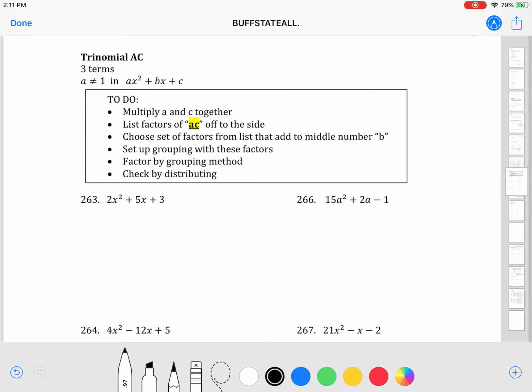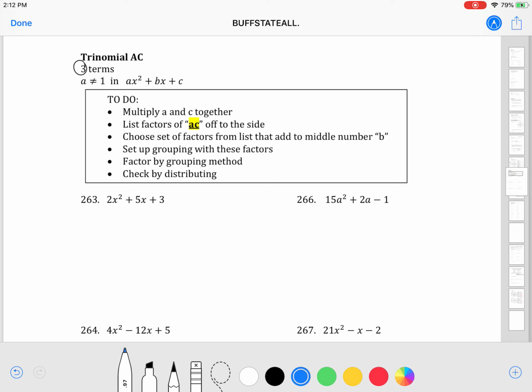So now that we've gone over the 3 different types of factoring, so far GCF, DOPS, and grouping, we're going to jump into this next one, which is trinomial. I don't know if you've ever heard it before. A trinomial has 3 terms. Think about it in terms of a tricycle. A tricycle has 3 wheels. A trinomial has 3 terms.